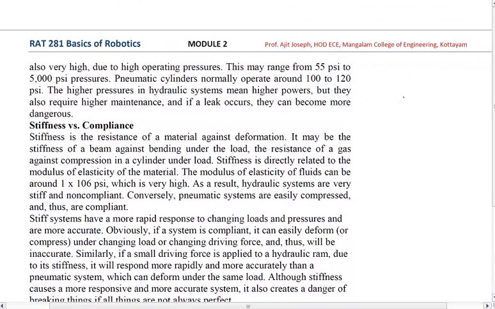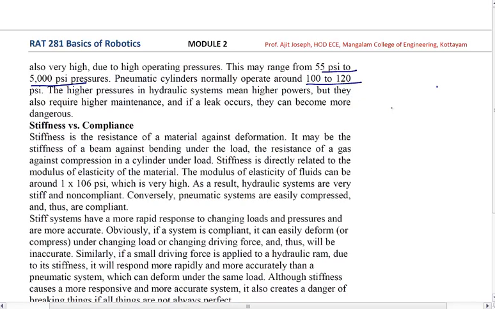Now if you look at the range, the pressure range of hydraulic systems is basically 55 psi to 5000 psi, very large. Whereas for pneumatics, it is 100 to 120 psi. So based on the range and our requirement, we can select.